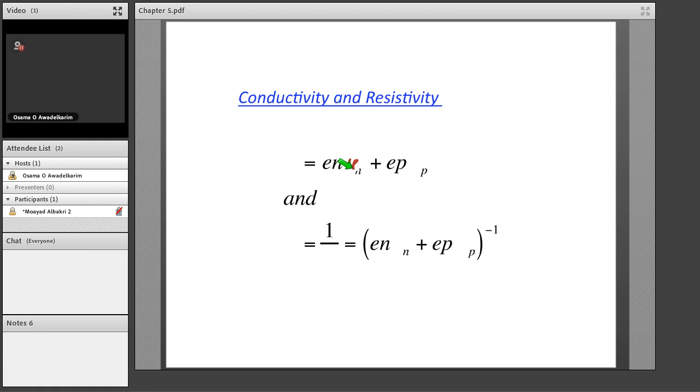e n mu_n and this one, e p mu_p, we can write as sigma. So the conductivity, remember, we have sigma_n, the conductivity coming from electrons, and sigma_p, the conductivity coming from holes. We add them, and this gives us the total conductivity of the resistor.